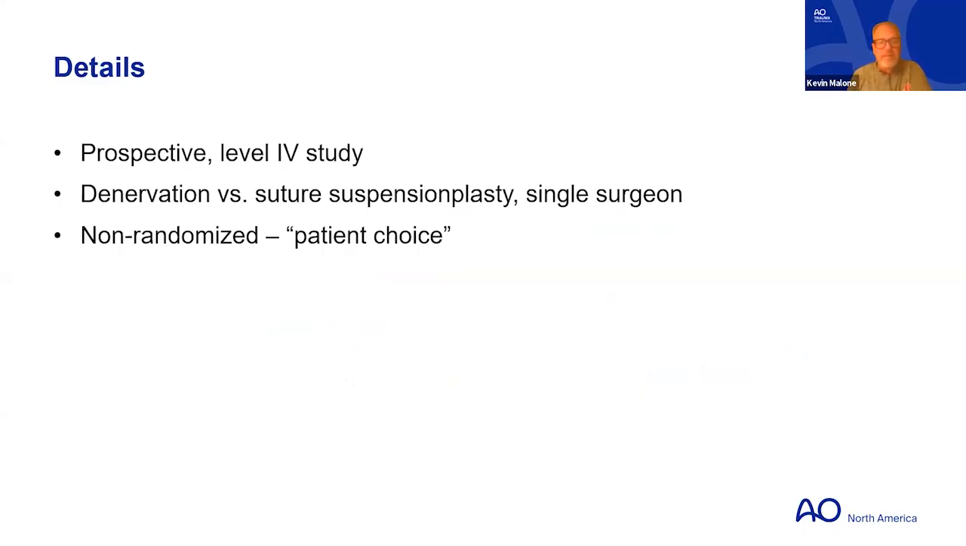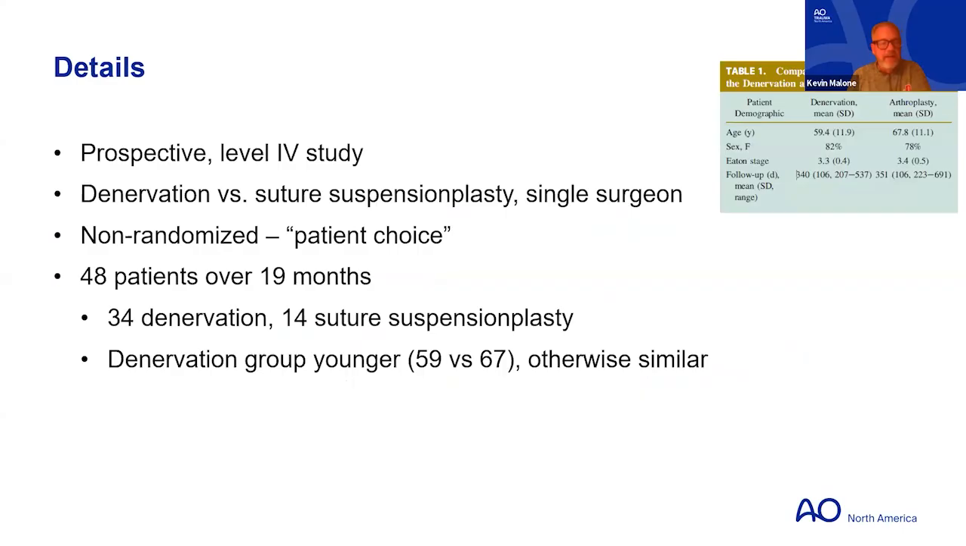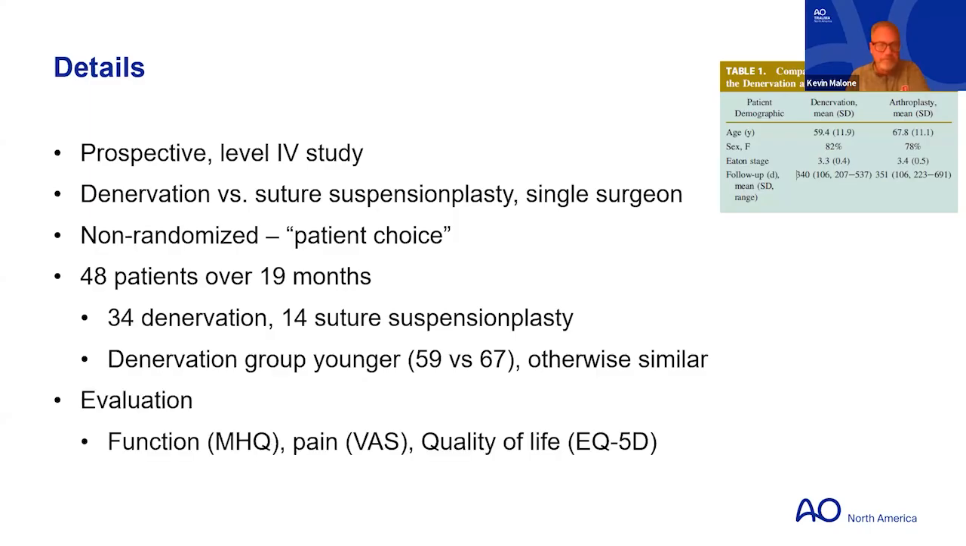The details of the study were that this was a prospective level 4 study, denervation versus suture suspension plasty, all performed by a single surgeon. This was not randomized. The patients were given a choice. And they had 48 patients over 19 months. And not unsurprisingly, a higher percentage of patients are going to try to choose the less invasive, perhaps earlier recovery procedure. The denervation group was younger than the arthroplasty group, but otherwise similar demographics between the two.